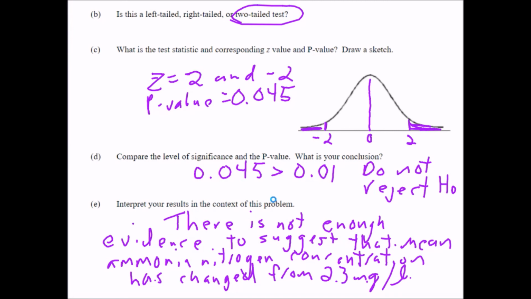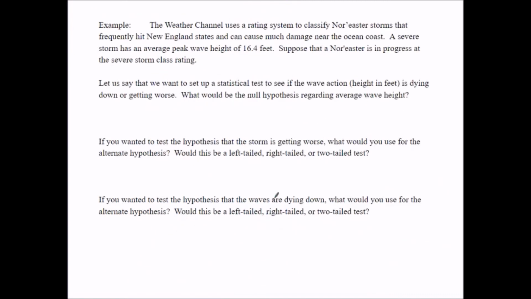So here's another example. This one doesn't necessarily go through the calculator work. It kind of just goes through writing hypotheses. The Weather Channel uses a rating system to classify nor'easter storms that frequently hit New England states and can cause much damage near the ocean coast. A severe storm has an average peak wave height of 16.4 feet. Suppose that a nor'easter is in progress at the severe storm class rating. What would be the null hypothesis? In this case, the null hypothesis, H naught, is that the average wave height is 16.4 feet.